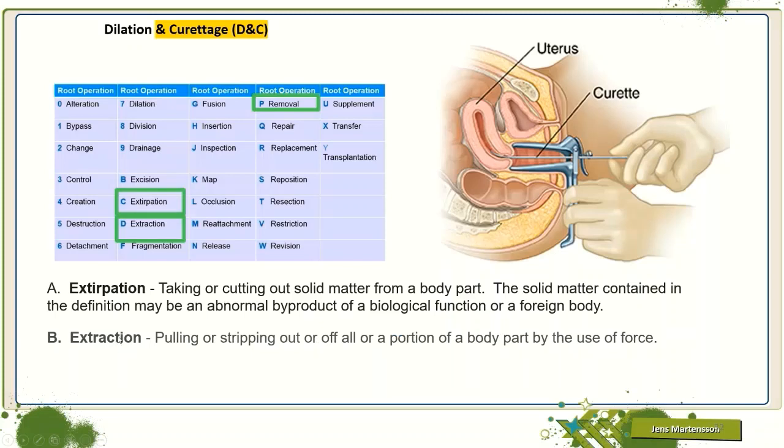Extraction is pulling or stripping out all or a portion of a body part by the use of force. Did this happen? Yes or no? They didn't say how much force. Force doesn't have to be heavy. It could be light force. Here we go. C, removal. Removal is taking out or off a device from a body part. What device? The speculum? No.